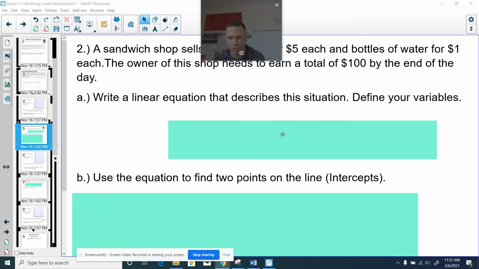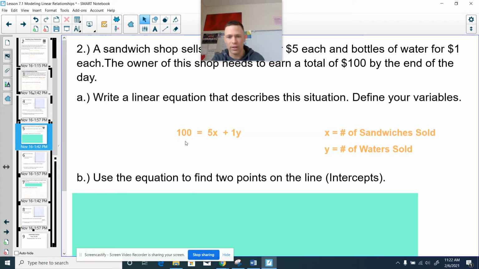It says write a linear equation that describes the situation to find your variables. So I've done that. 100 is equal to 5x, that's 5 times the number of sandwiches sold, plus 1y, and y is the number of water bottles sold. Okay, so x is sandwiches. Y is waters. And so this would meet our goal, right? To make this similar to before, this is our goal, and that has to be equal to our sales. So how are we getting our sales? We're selling waters and sandwiches, and our goal is to get $100.